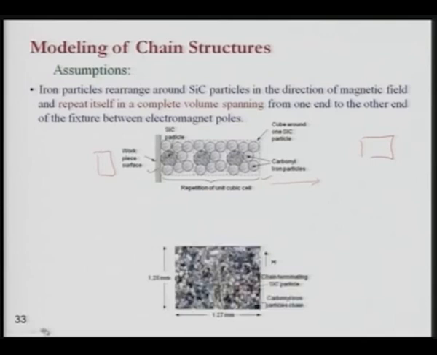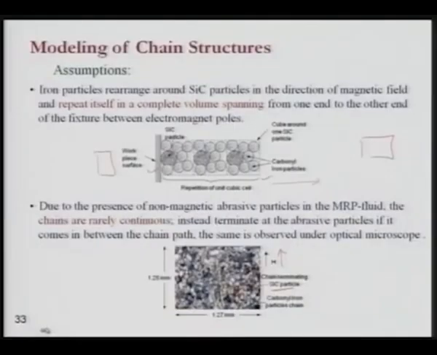Now again this is a very interesting picture. You can clearly see the chain structure over there shining, and this is the direction of the magnetic field, and carbonyl iron particles are shining clearly, and then you can also see the silicon carbide particles over there. As shown over there, here the chain is terminating because a silicon carbide particle has come in between the chain of the CIP. So this way, CIP can be either within the chain, or silicon carbide may be either within the chain or between the chains, and this is very clearly shown in this particular picture.